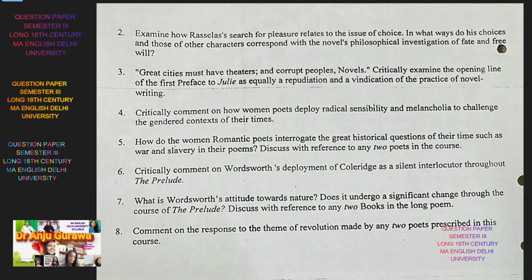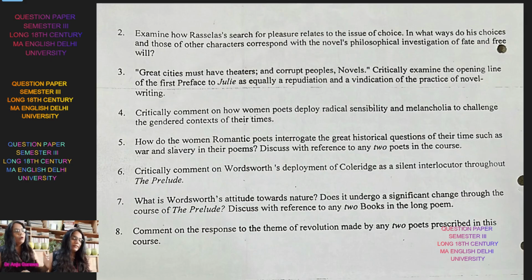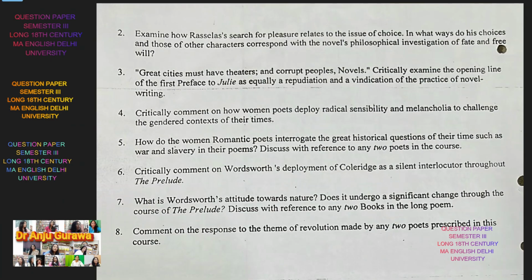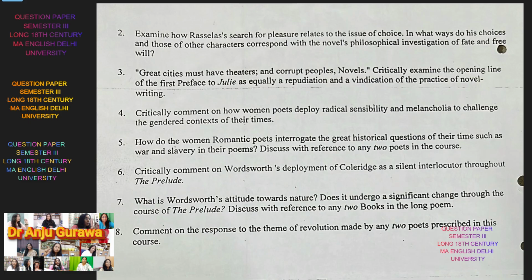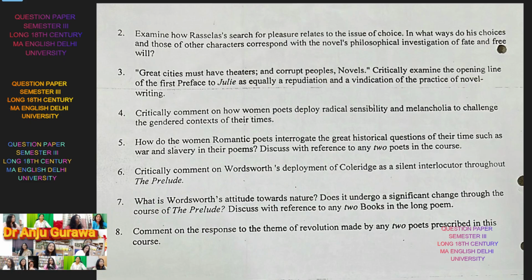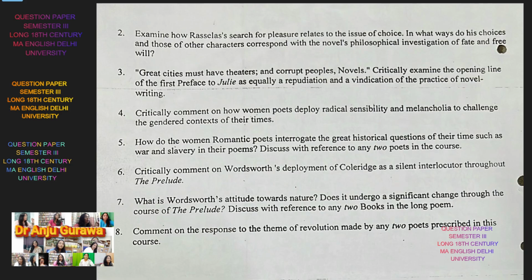Even question number 8 is also a kind of gateway for you. Respond to the theme of revolution made by the two poets. So in this also 2 poets are here. So you have all the units available. Any two you could discuss. Here also any two you could discuss. So in a way, if you are able to do Julie, Wordsworth, these are 2.